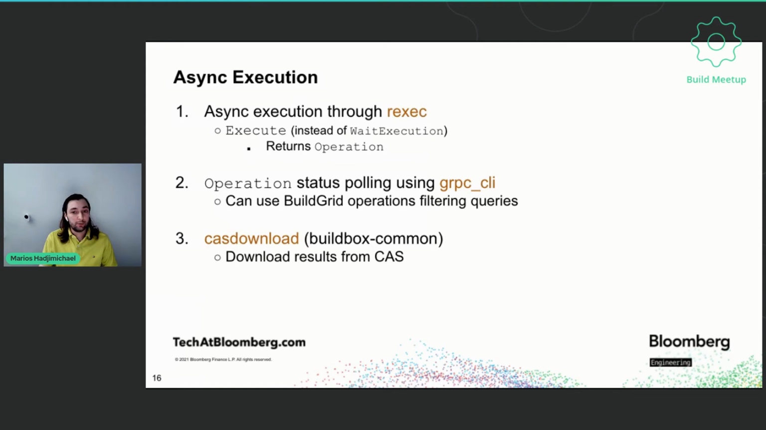So what we do now is, number one, we use RExec to submit async jobs using the execute request. And then we take note of the returned operation, and we keep polling for the operation status using the gRPC CLI. Once the operation completes, we use cast download, a simple cast downloader in Buildbox Common, to download the results.